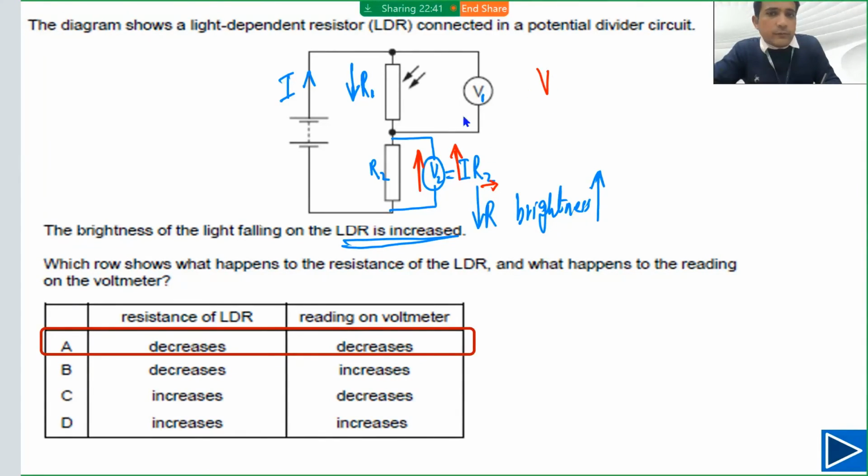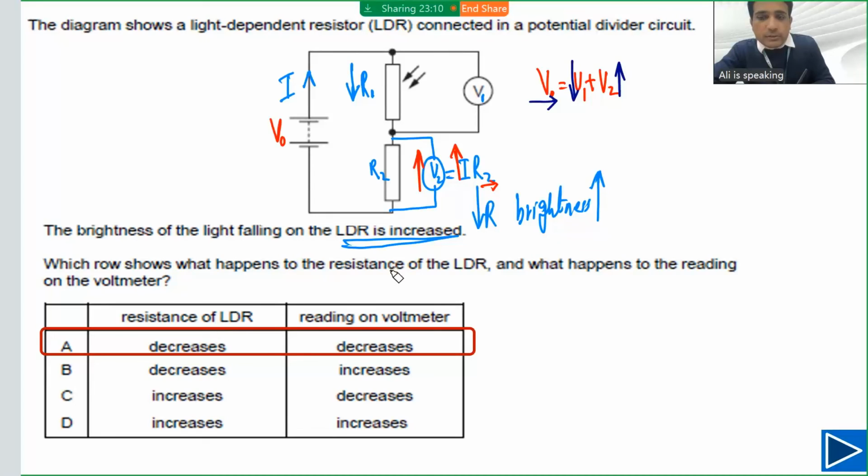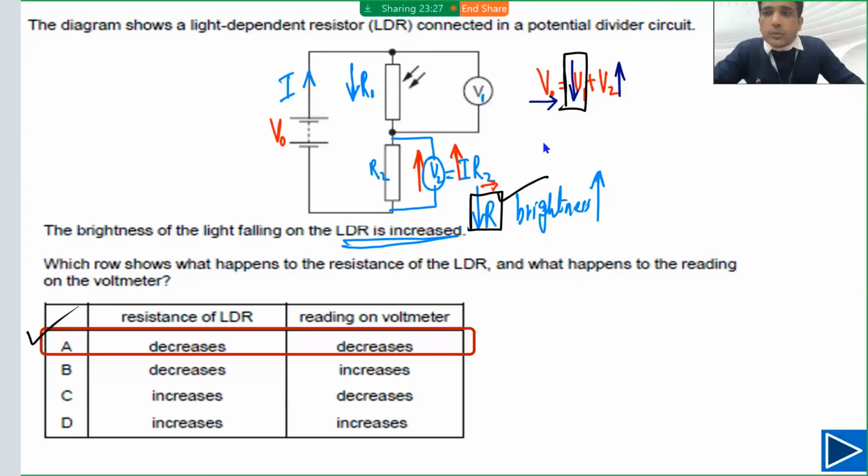Then you can go back to this one. Let's say the terminal potential difference of the power supply is V0. So V0 has to be equal to V1 plus V2. As V2 increases, V1 has to decrease, because the terminal potential difference of the power supply is constant. So this one decreases, and the question is asking you these two points: the resistance of the LDR, and the reading on the voltmeter, which means V1. You can see V1 decreases, resistance decreases. So the answer for this question is A. I hope this one is clear. I have explained in detail.